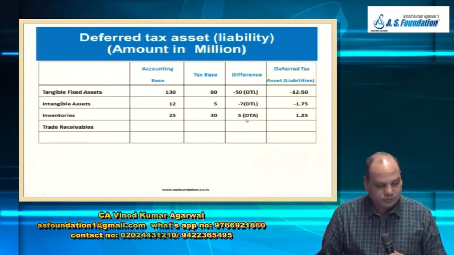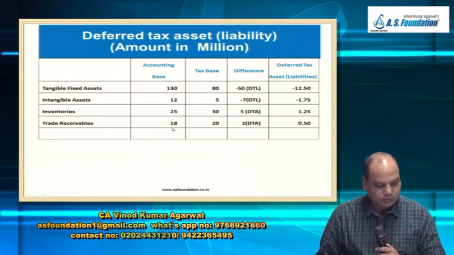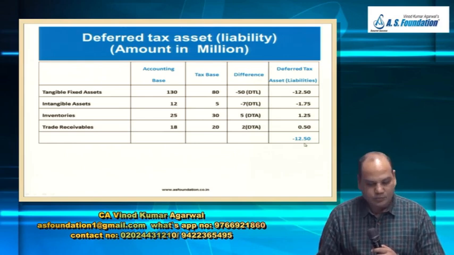Difference 5. This time it will give rise to DTA because the tax base of inventory is more. 1.25. Write trade receivable. Accounting base is fair value $18, tax base 20. Difference 0.50. So the net will be DTL of 12.50. Negative is more, so we'll recognize a deferred tax liability.